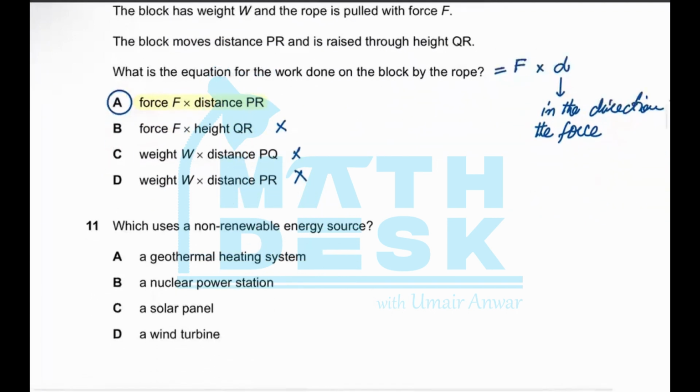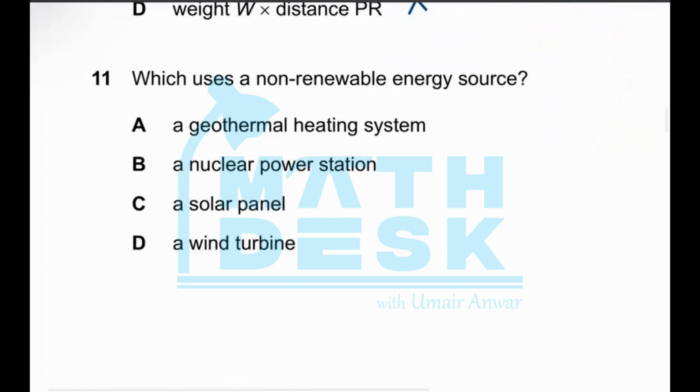Question number 11, which uses a non-renewable energy source. So a solar panel is a renewable energy source, a wind turbine is a renewable, a geothermal heating system is also a renewable. Only the nuclear power station is not a renewable energy source. So this would be the correct answer for this question.